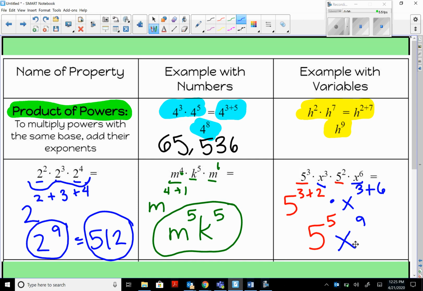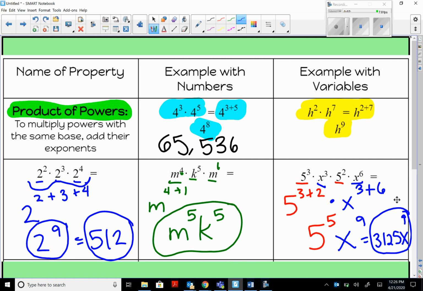So there is my simplified version written as a power, but I could, if I have access to a calculator, which I do, I'm going to go ahead and evaluate by raising 5 to the 5th power. So 5 to the 5th power is 3,125. There's nothing I can do to the x, so I'm going to just leave it as times x to the 9th power, because I don't know what the value of x is. I'm going to double check that just to make sure. 5 to the power of 5. Yes, 3,125 times x to the 9th power.